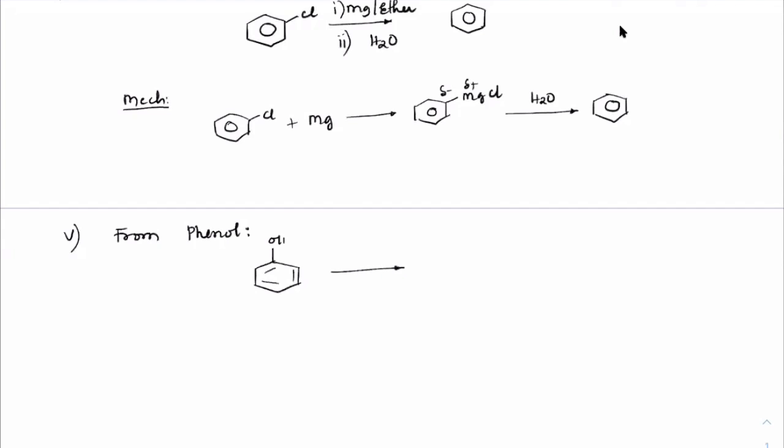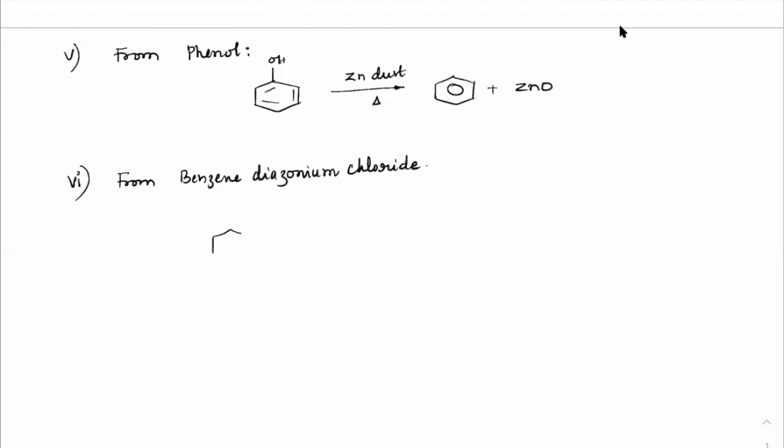Phenol, when you treat that with zinc dust and heat, this will immediately turn out to be benzene, and zinc will take away oxygen, becomes ZnO. So simple, a redox reaction is happening. Zinc is getting oxidized, phenol is getting reduced to benzene.